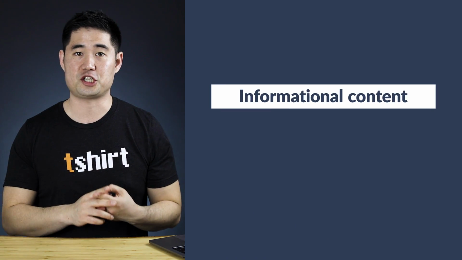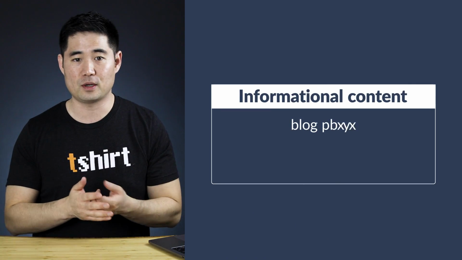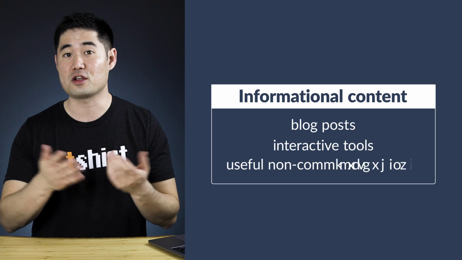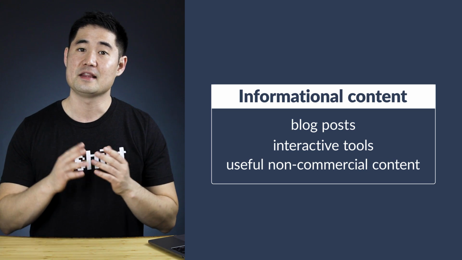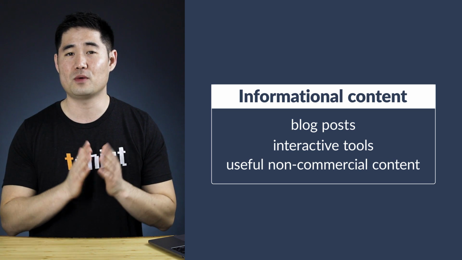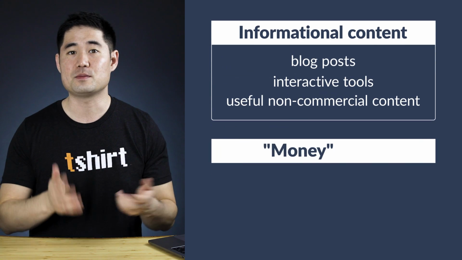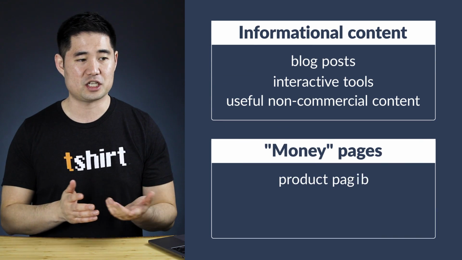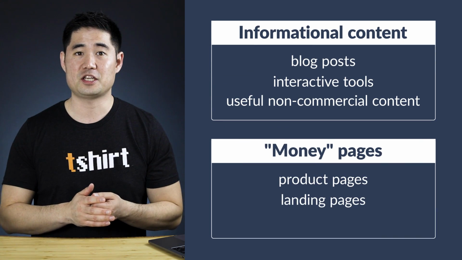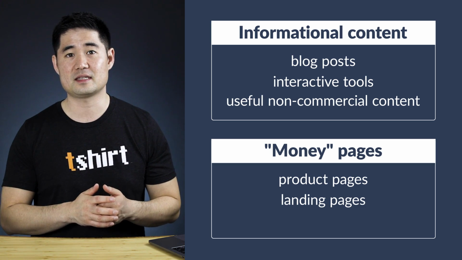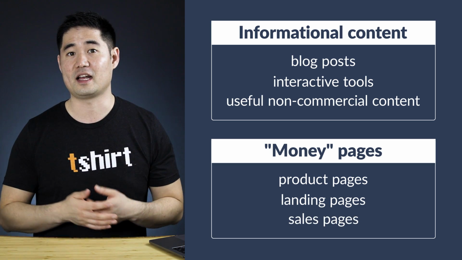Most websites have two main types of content. First are informational pieces, which I'll generalize as blog posts, interactive tools, and other useful non-commercial content. The second type of content is probably what you want to rank the most, and that's money pages. Think of these as product pages for an e-commerce store, landing pages for a services or SaaS-based business, and sales pages for things like online courses.